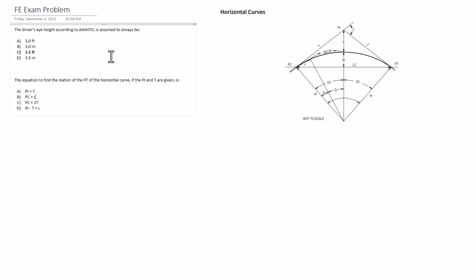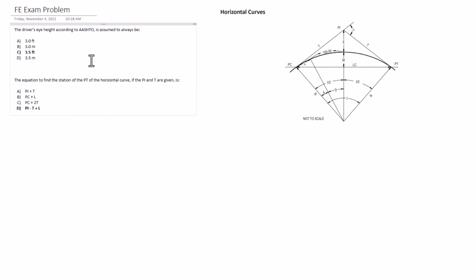Now B is PC plus L. Well, theoretically that would work, but we don't have the value of PC yet. So it's not going to be B. Same thing with C, PC plus 2T. That's not how you add it up. D is PI minus T plus L. This is the correct equation, and this utilizes what we have given to us, also adding L into it, to get us the station of the PT. So in this case, it would be answer D.